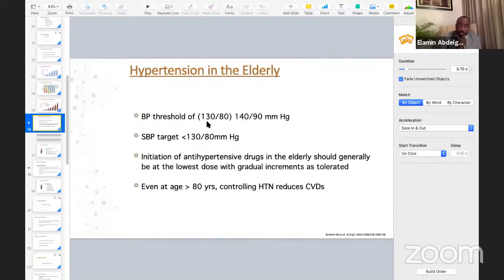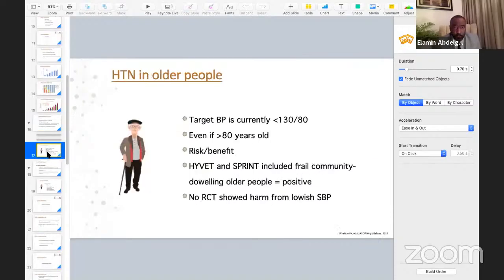And the initial antihypertensive drug in elderly should generally be started at the lowest dose possible, and we increase it gradually. And we should not withhold antihypertensive medications from any patient, of any age, who can tolerate them and be well controlled. As I've just mentioned, we got decent data on patients more than 80 years that showed a reduction in cardiovascular disease outcome or jeopardy with appropriate control of blood pressure.